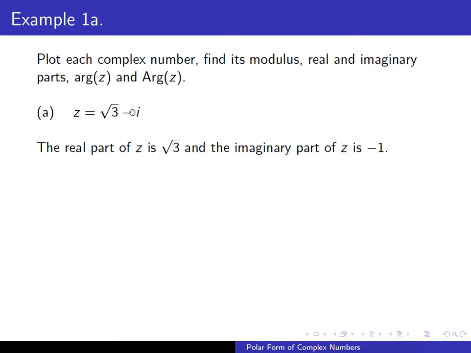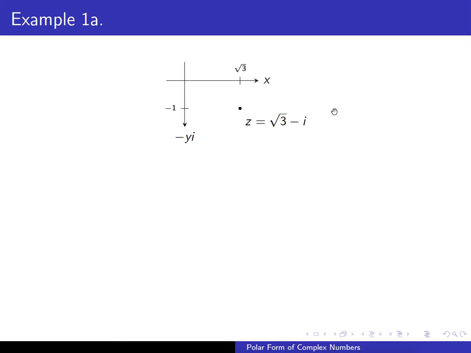So if we can imagine this is square root of 3 minus 1i, we get square root of 3 for the real and -1 for the imaginary. Here's the point plotted. So we go over radical 3 units on the x-axis and down 1 unit on the imaginary or y-axis. And it's just like plotting the point radical 3 comma -1.